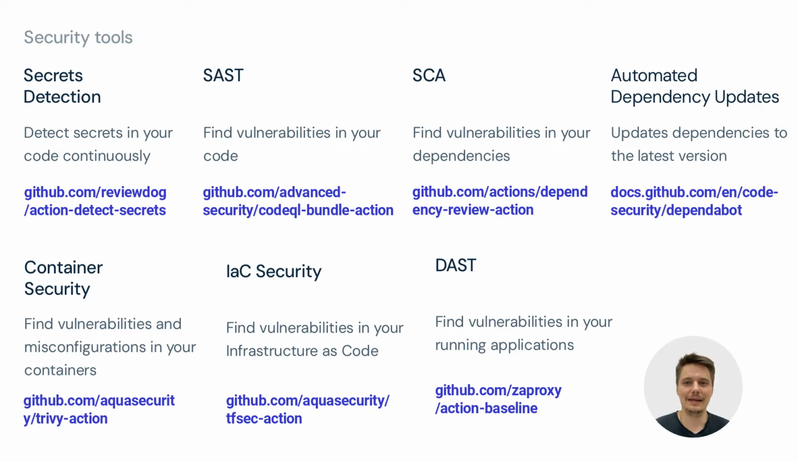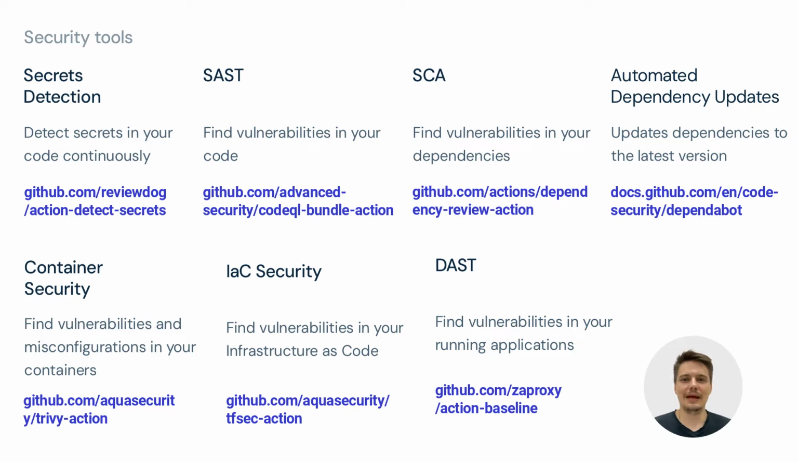Automated dependency updates. Find vulnerabilities in your dependencies. Configure Dependabot for alerts, security updates, and component updates to the latest versions to make sure that your components are secure. Container security. Find vulnerabilities and misconfigurations in your containers. Integrate Trivy into the workflow to protect your containers.